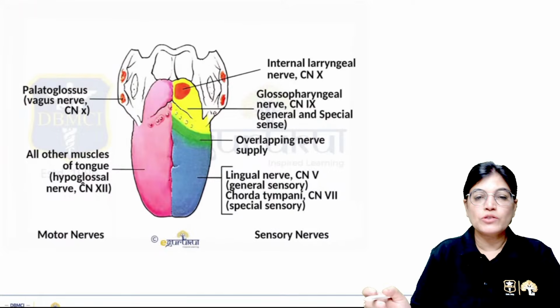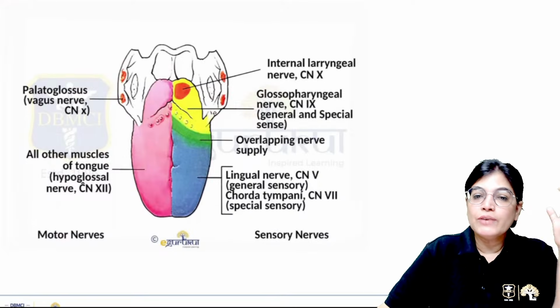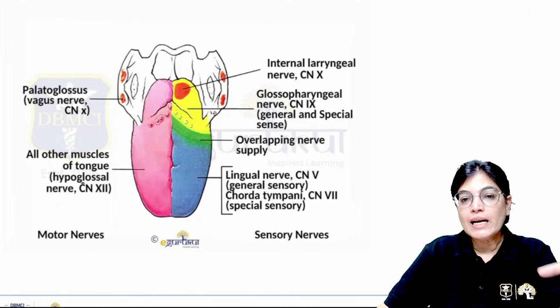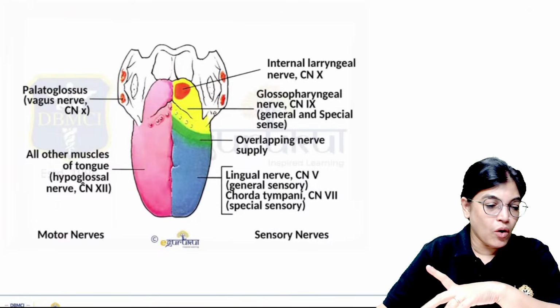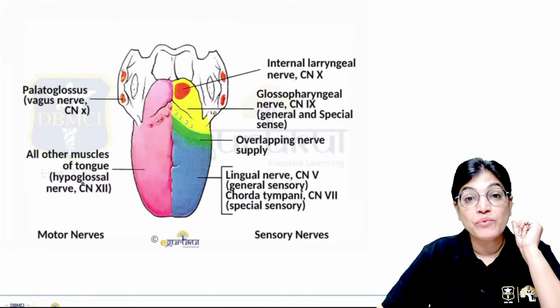So before moving to the next MCQ, tongue is again another important topic, motor supply. If I talk about all the muscles of the tongue, they are supplied by the hypoglossal nerve except the odd man out, that is the palatoglossus muscle. Palatoglossus muscle is supplied by the vagus nerve.